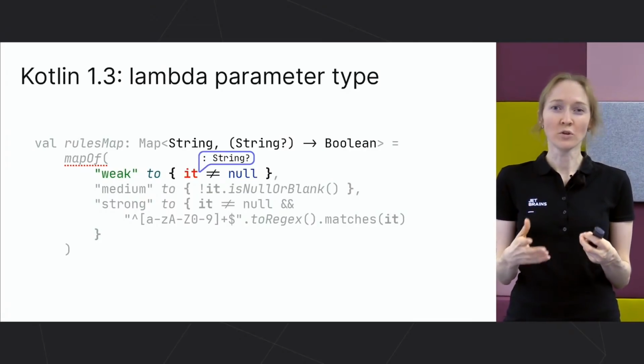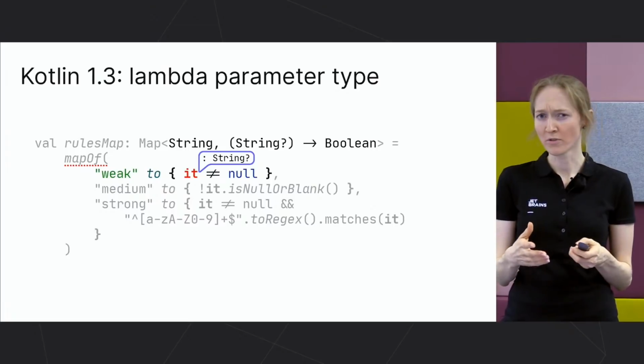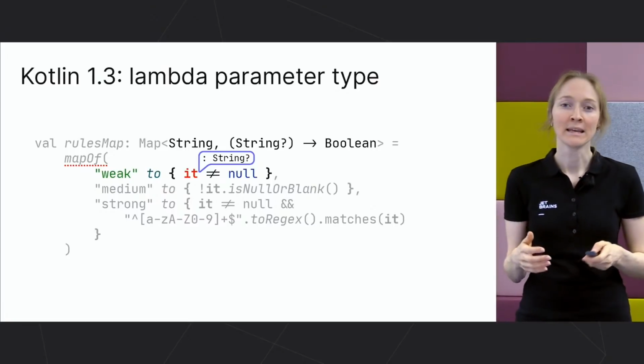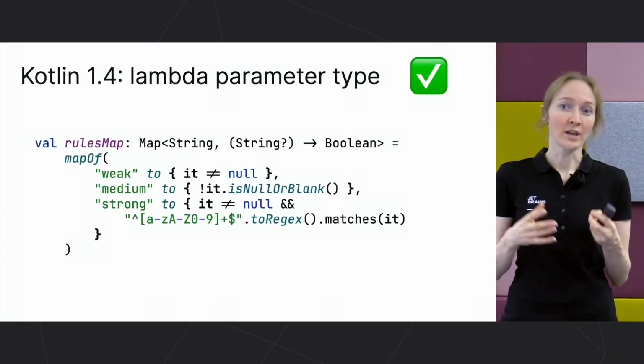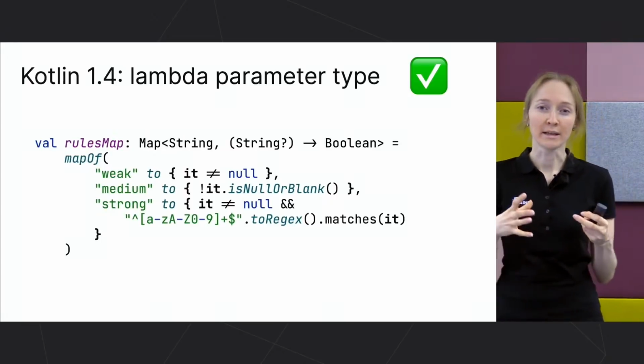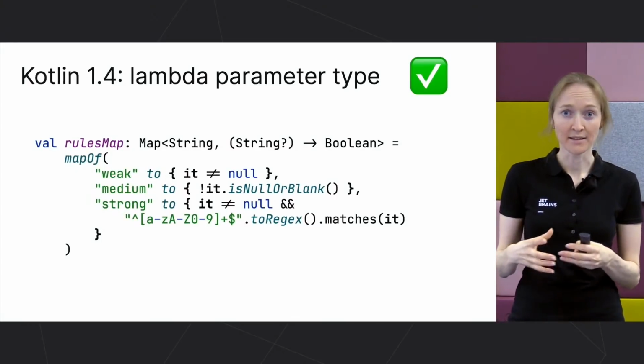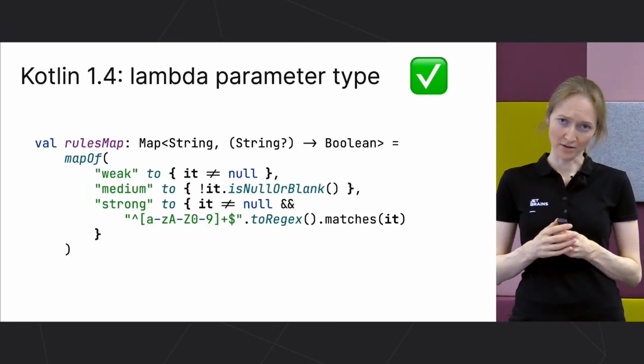If it is obvious for you, then why is it not obvious for the compiler? It wasn't supported, but now it works. The Kotlin compiler infers types correctly in this and similar more complicated scenarios.